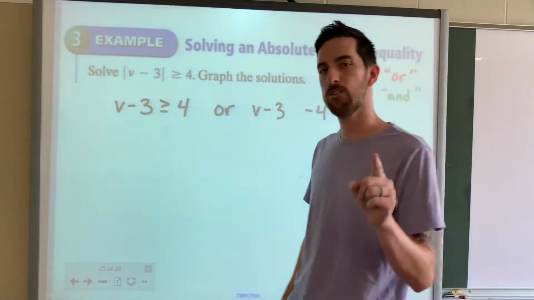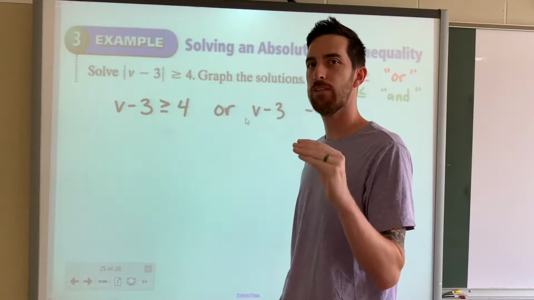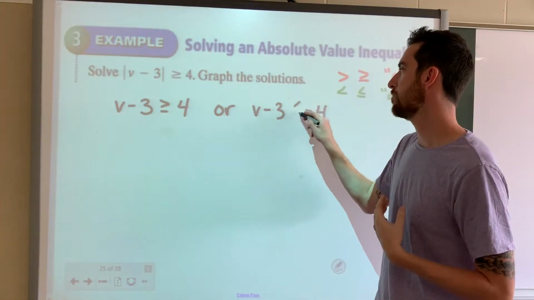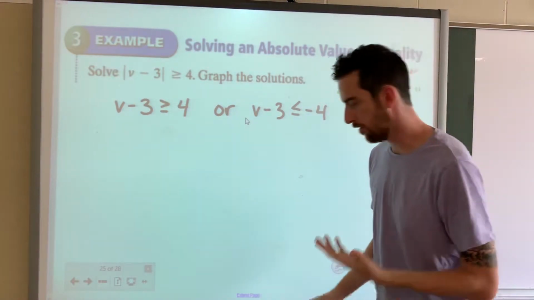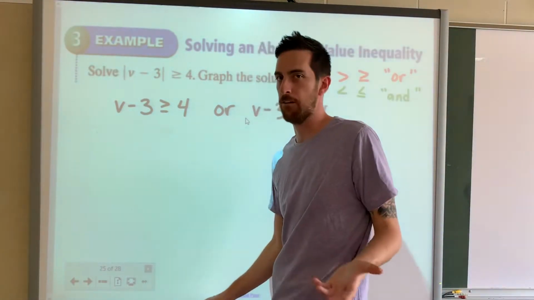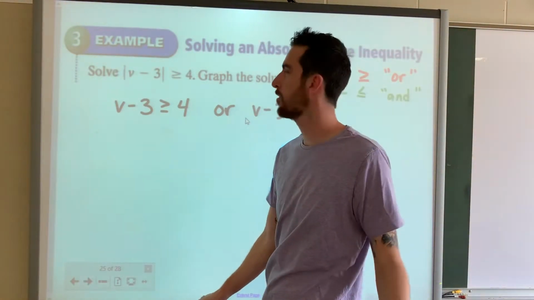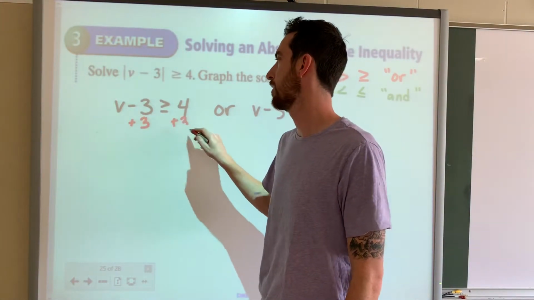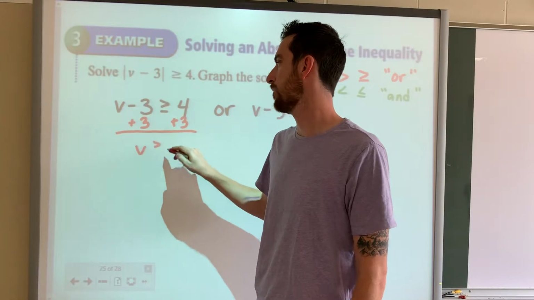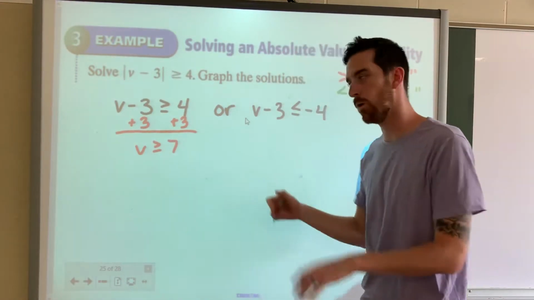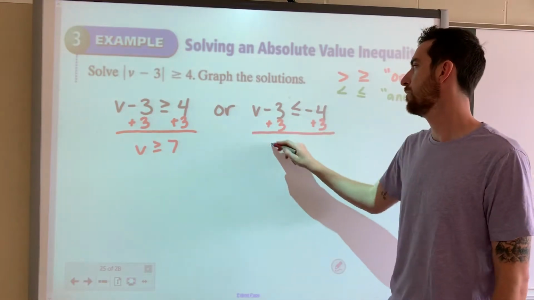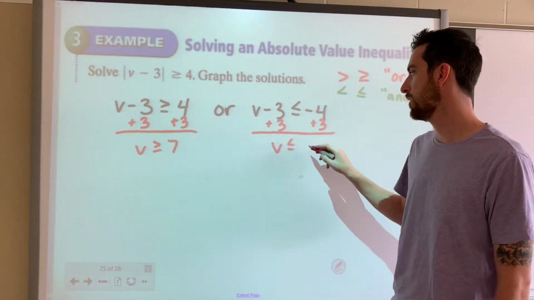But here's the doozy with inequalities. You have to then flip the second inequality. So now this one's going to be less than or equal to negative 4. You solve them both, you chuck it on the graph. Get rid of minus 3 by adding 3. So it could be greater than or equal to 7, or could be less than or equal to negative 1.